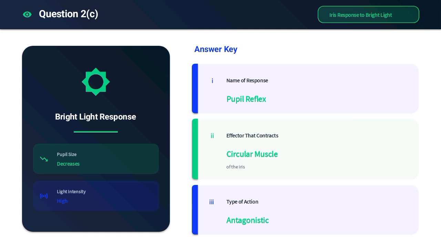Part 2 asks which effector contracts during this response. The effector that contracts is the circular muscle of the iris. When this muscle contracts, it makes the pupil smaller.